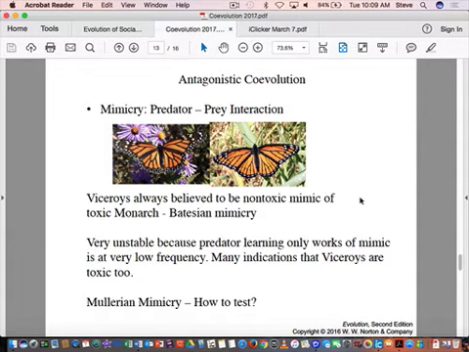Okay. The key thing is they look kind of alike, don't they? And it turns out these things are not in the same genus. They're in different genera, and they've presumably converged on a similar coloration independently. And this is what we believe is an example of mimicry.